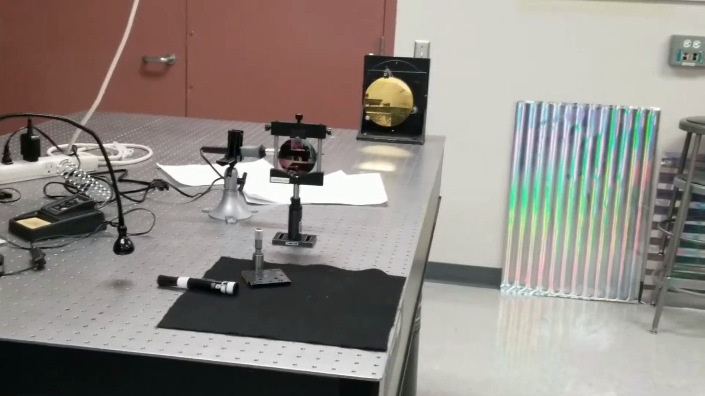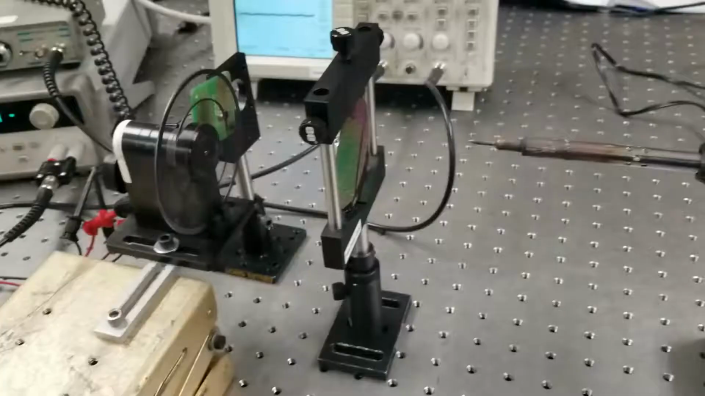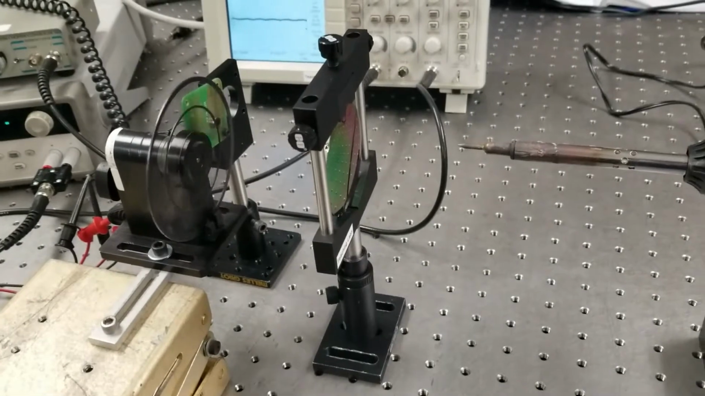With the germanium lens set up in front of the infrared camera, we can see that there is only infrared radiation going through the lens and no visible light. We found the focal length of the lens to be around 80 millimeters.